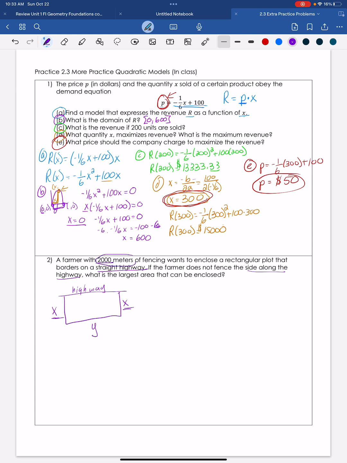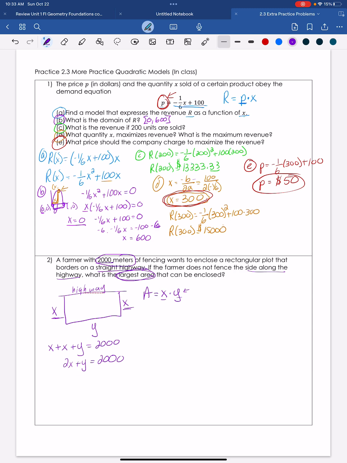I know I have 2,000 meters of fencing, so if I add up all the sides, I only have 2,000 to work with, so it's going to be 2X plus Y is equal to 2,000. The other thing I know is we're looking for the largest area, and area is going to be X times Y.